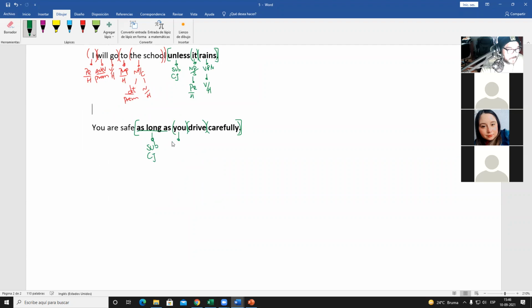Okay, then the noun phrase subject, pronoun head, verb phrase verb, verb head, adverb phrase, adverbial, because how, right? With the adverb head. This is an adverb clause acting as an adverbial, and then we have the other one. You are safe. Noun phrase subject, verb phrase verb, safe is an adjective. Adjective phrase, subject complement, pronoun head, verb head, and finally adjective head.